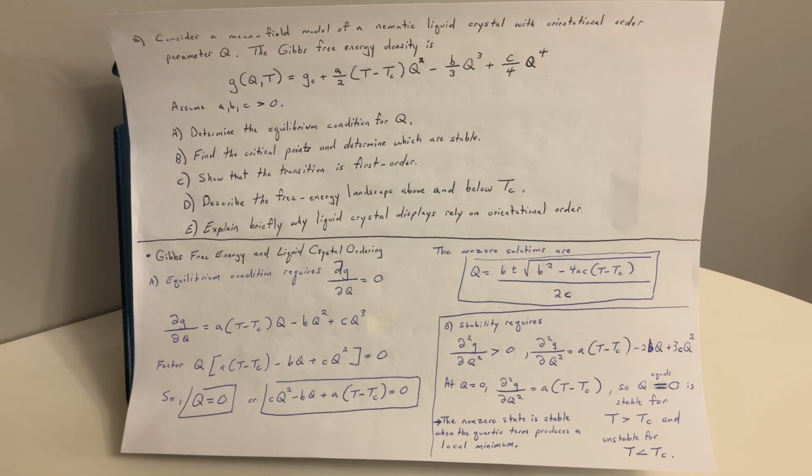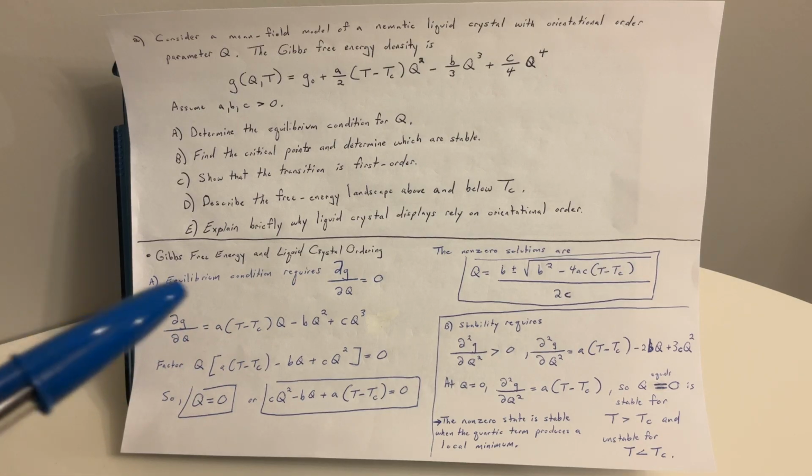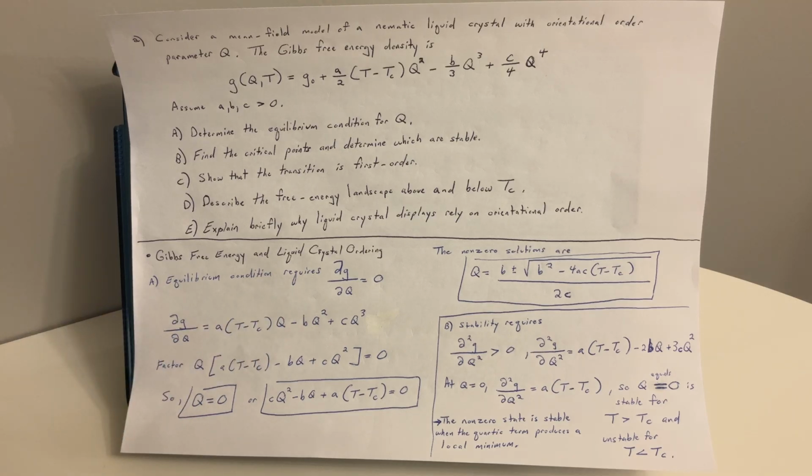So part A, we want to determine the equilibrium condition for Q. Okay, so Gibbs free energy in liquid crystal ordering. Here's what we do here. Equilibrium condition requires that partial dG with respect to Q equal 0. So this partial derivative dG/dQ equals A times the quantity T minus T sub C times Q minus B Q squared plus C Q cubed.